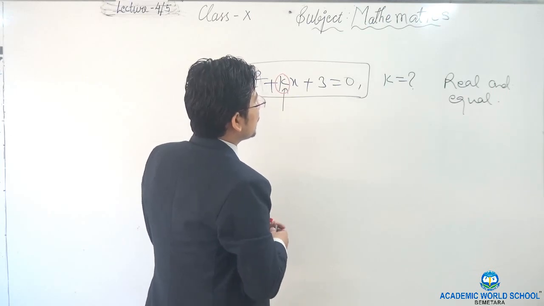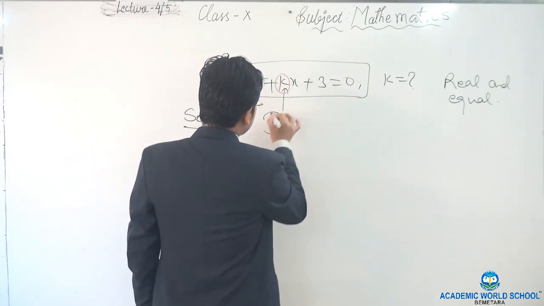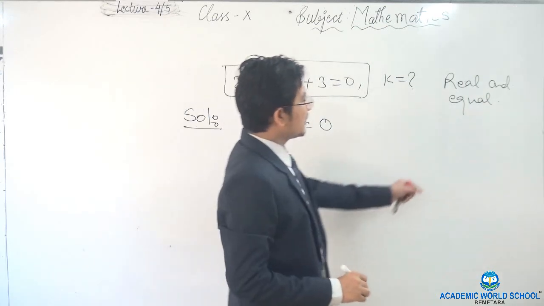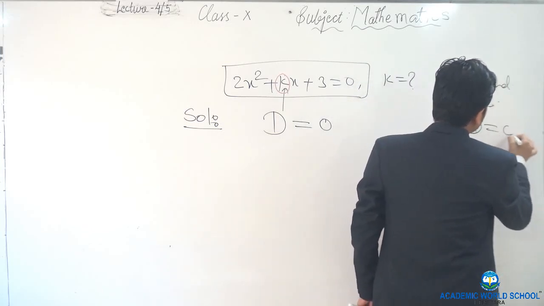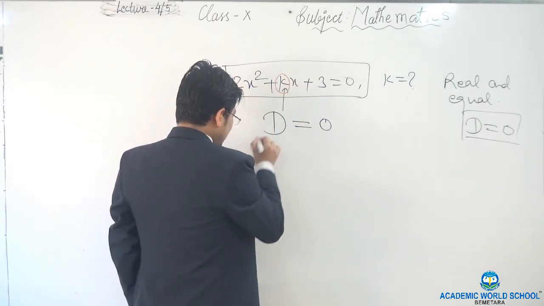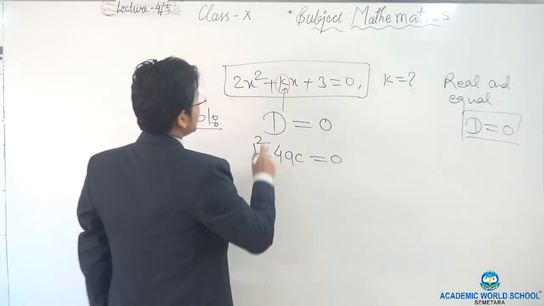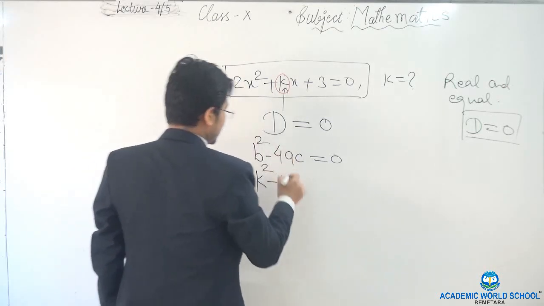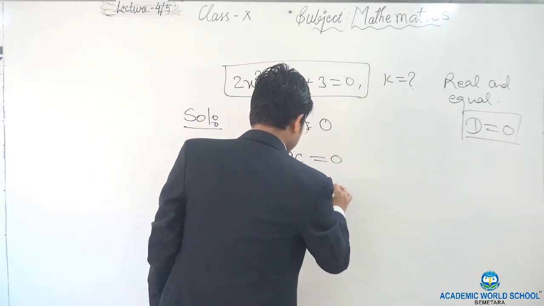So we know that for real and equal roots, D should be equal to 0. So this is the condition. D is equal to 0. Now what is D? D is equal to b square minus 4ac is equal to 0. So b means what? k square, minus 4 into a means what? 2, into c means what? 3. So this is equal to 0.